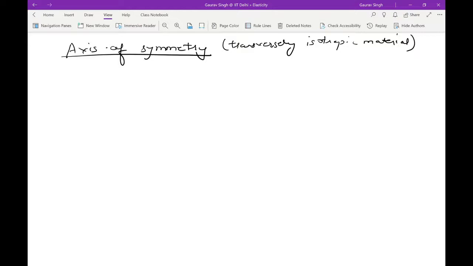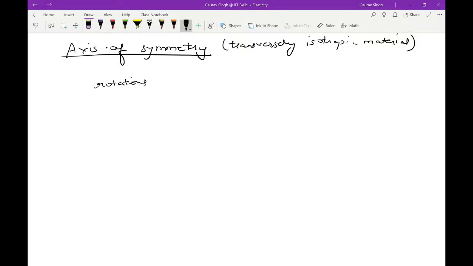I mean, until now we were referring to symmetries about a plane. Now we are referring to rotations or symmetry due to rotations about an axis. So assume that you have this x-axis, you have a y-axis, and then you have a CIJKL or CIJ, whichever form you would want to write, and that's there.